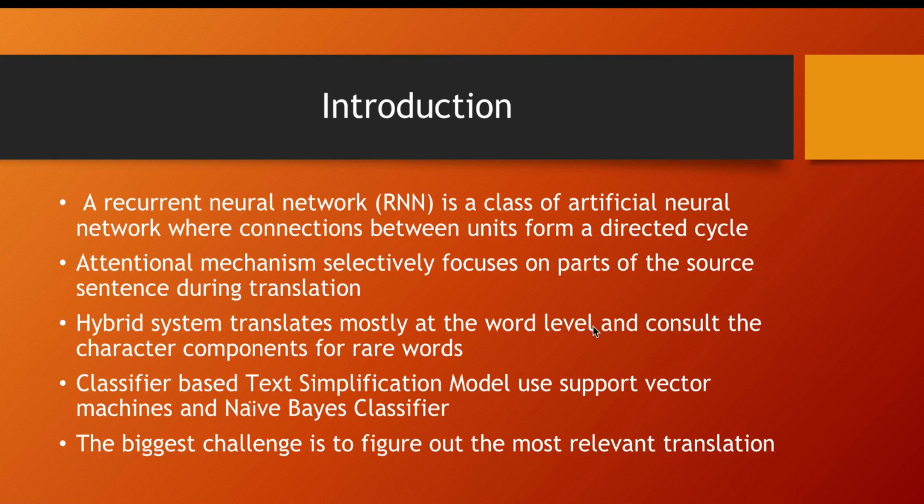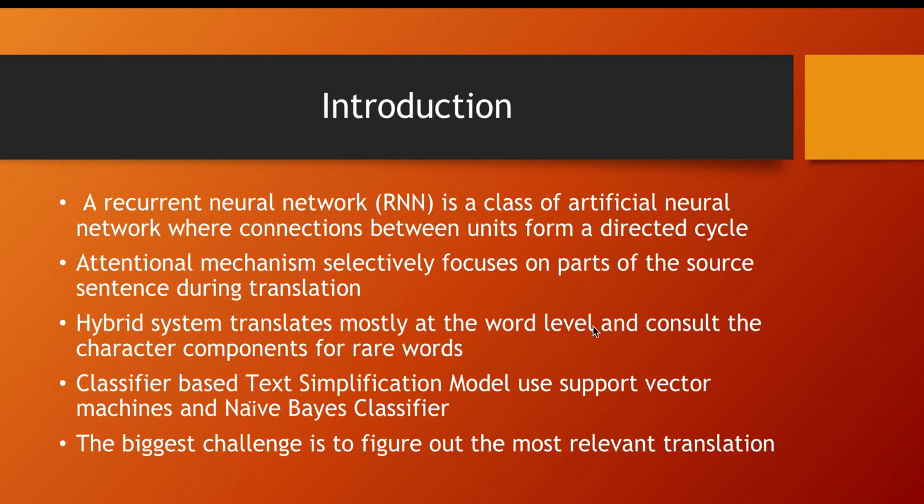Attentional mechanism selectively focuses on parts of the source sentence during translation. This helps in forming a very good meaning of the sentence and translating it to another language with the correct meaning. A hybrid system translates mostly at the word level and consults the character components for rare words.